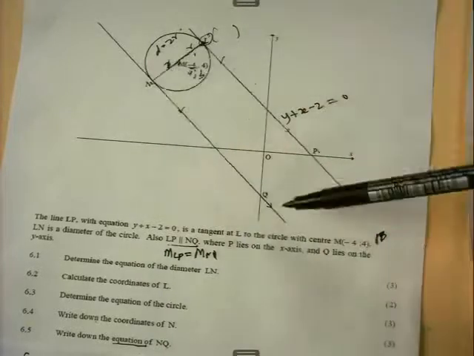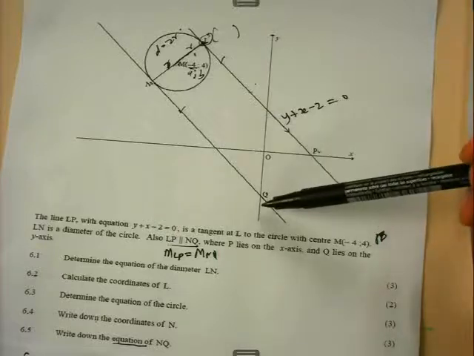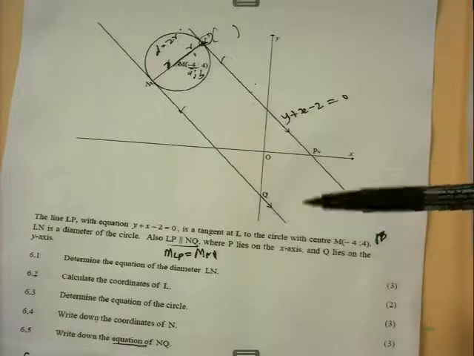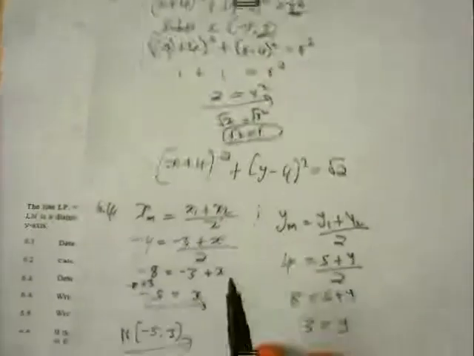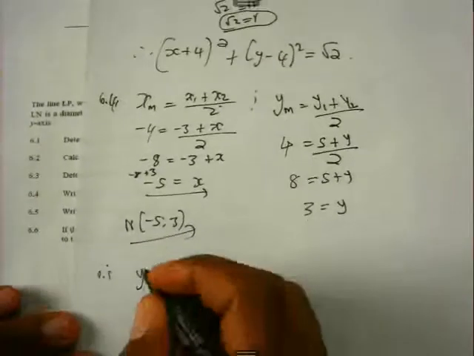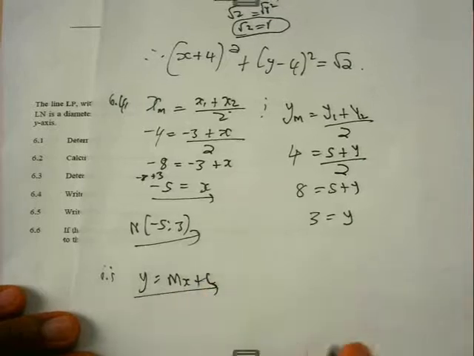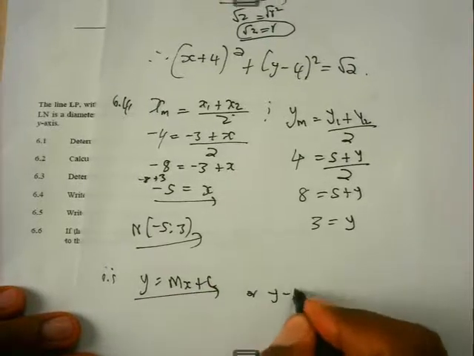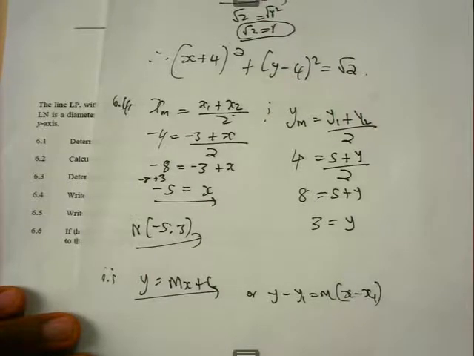When you look at NQ, it's not a circle. What is NQ? That is a straight line. You remember the form here must be what? If it's a straight line, then we need to have y is equal to mx plus c, which is very, very important. Or y minus y1 is equal to m into x minus x1, whereby m is our gradient. Good.